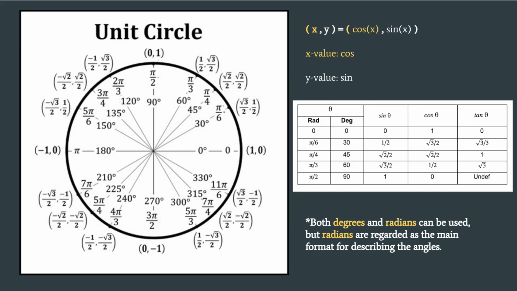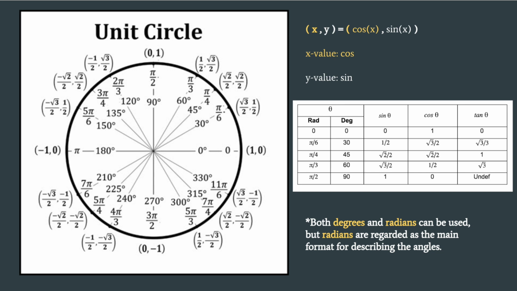So moving on to the unit circle. By using the unit circle, you're able to find out what the x values and y values equal. The x coordinates equal the cosine values, and the y coordinates equal the sine values. If you look at the chart, you can see that both degrees and radians are used, such as 90 degrees, which is expressed as pi over 2 as well. But radians, however, are regarded as the main format for describing the angles, so you want to be able to switch from degrees to radians quickly and efficiently.